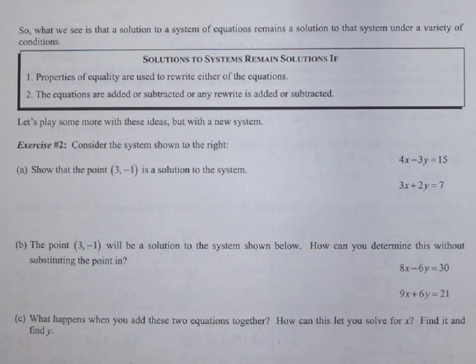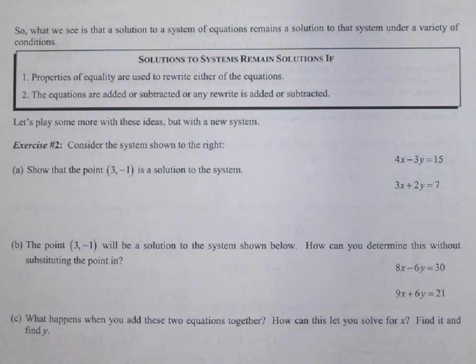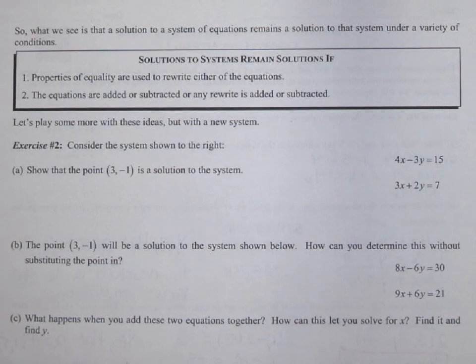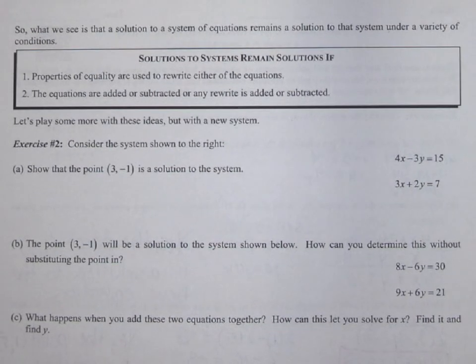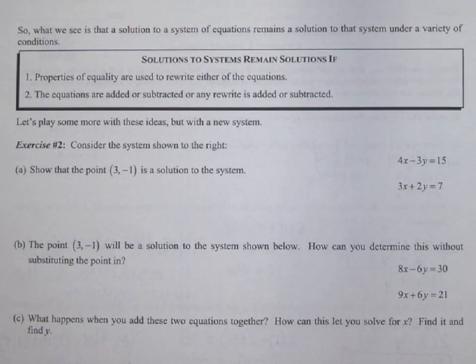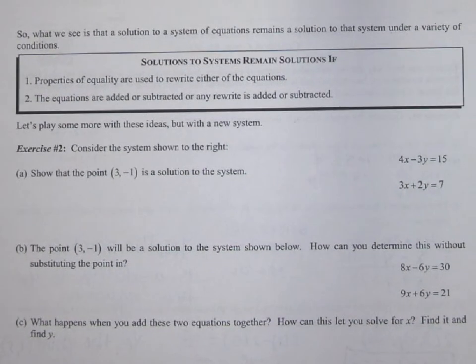So the solution to a system remains a solution if you use properties of equality to rewrite one or both of the equations. All right, and then you can add or subtract the equations, or rewrite them and add them and subtract them. So as long as you're following the properties of equality, it's okay.